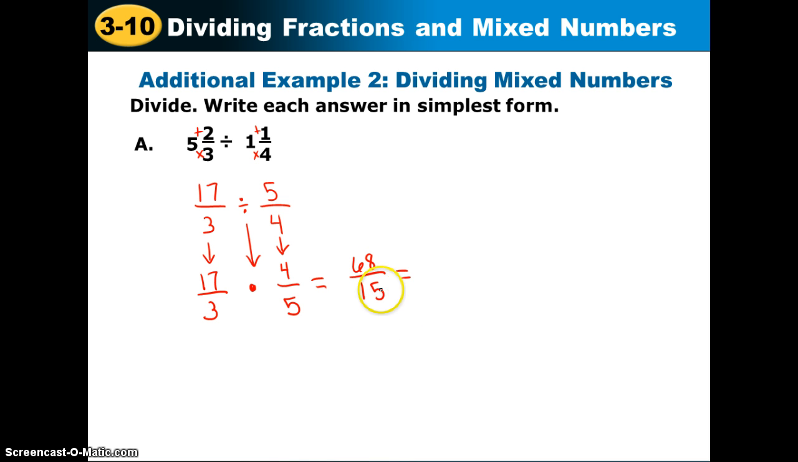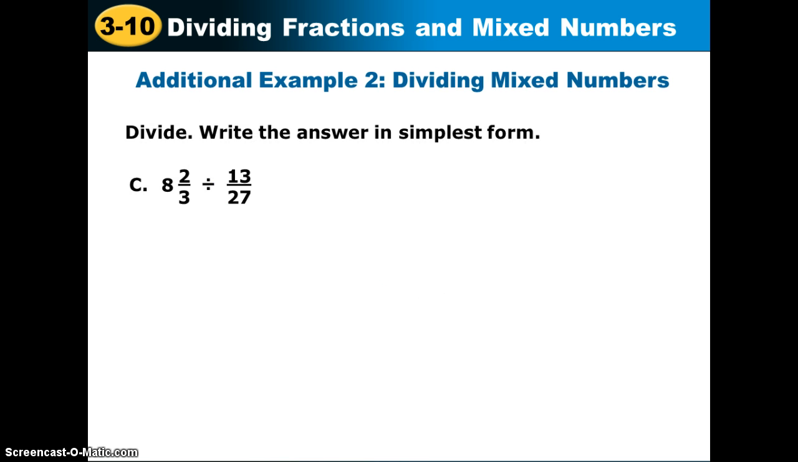This is improper. 15 goes into 68 4 whole times. That's 60. So I'm going to have 8 out of 15 remaining. So my answer is 4 and 8/15. Okay, here's my last example.